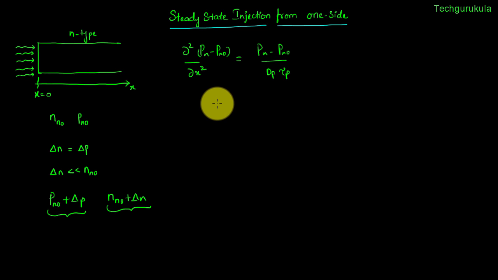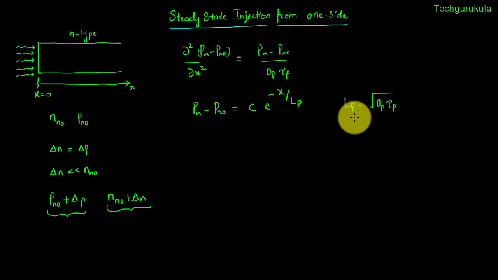The solution to this differential equation can be written as Pn minus Pn0 is equal to some constant, say C, times e to the power minus x over a constant Lp. And Lp is related to Dp and tau p, where Lp is given by the square root of Dp times tau p. We're going to call this Lp the diffusion length of holes.